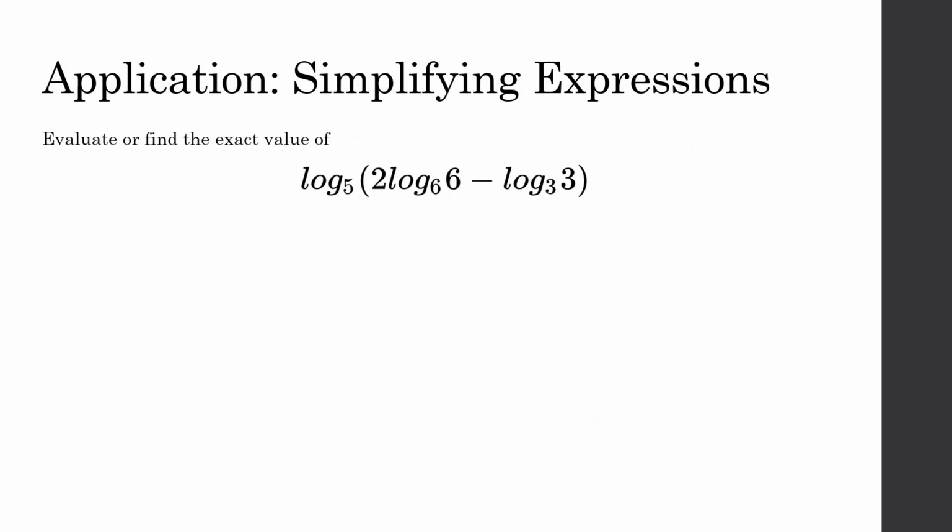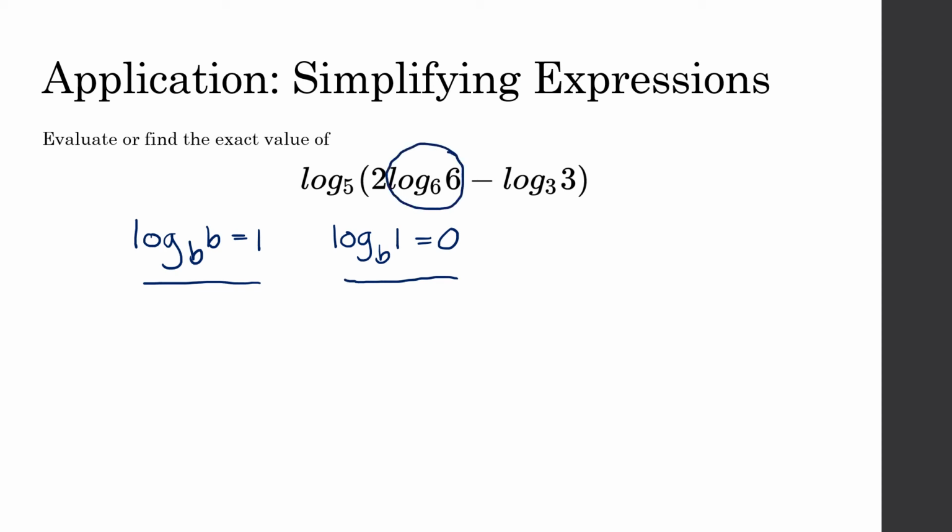Suppose we are to simplify the expression log base 5 of the expression 2 log base 6 of 6 minus log base 3 of 3. So keep in mind, the main idea is that if we have log base b of b, this is equal to 1, and log base b of 1 is equal to 0. So try to spot something that looks similar to either of these two special logarithms. For instance, log base 6 of 6, log base 3 of 3.